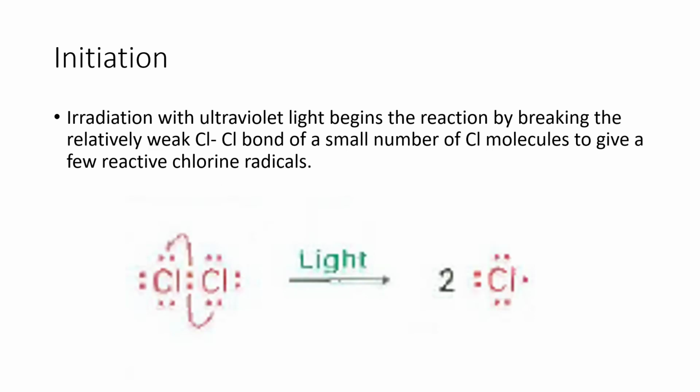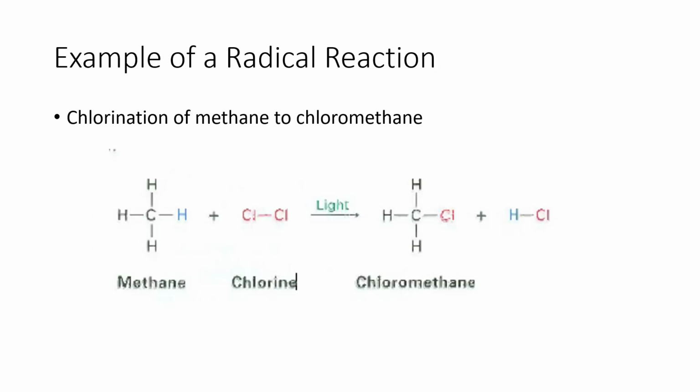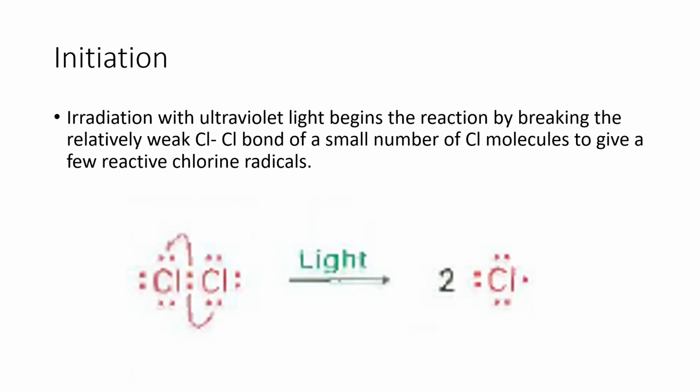Okay, so in our reaction of chlorination of methane to chloromethane, methane, when combined with chlorine gas exposed to ultraviolet light, will form chloromethane and hydrochloric acid. So the first step is the initiation step. Chlorine gas is irradiated by UV light, and the chlorine-chlorine bond will break to form 2 chlorine radicals.